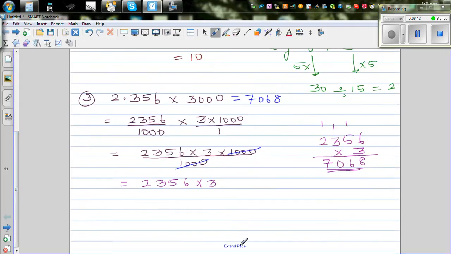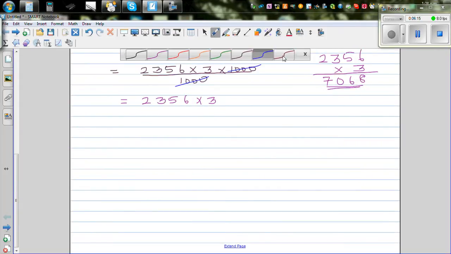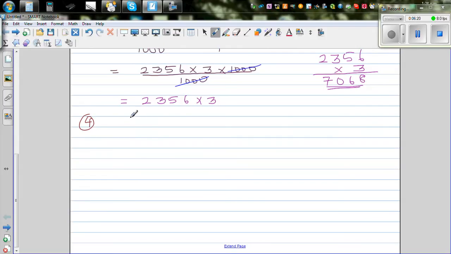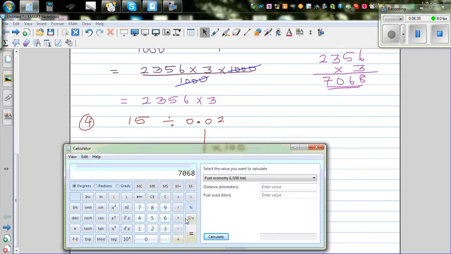Okay, so let me take now division. Question 4 is division. So we want to do 15 divided by 0.02. I want to change this into a neat number. I want to change this into 2. So 2 is how many times of 0.02? Well, that's 100 times.